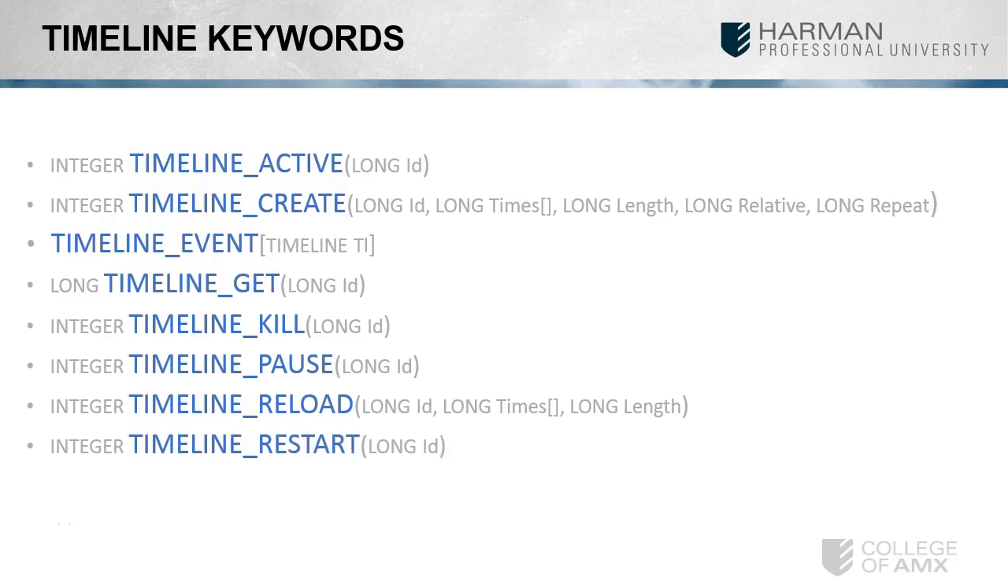Timeline restart. This function is used to continue execution of a timeline that was suspended with timeline pause. Timeline set. This function is used to modify the current timer value of a timeline. The timeline's timer is immediately set to the new value regardless of whether the timeline is executing or not.